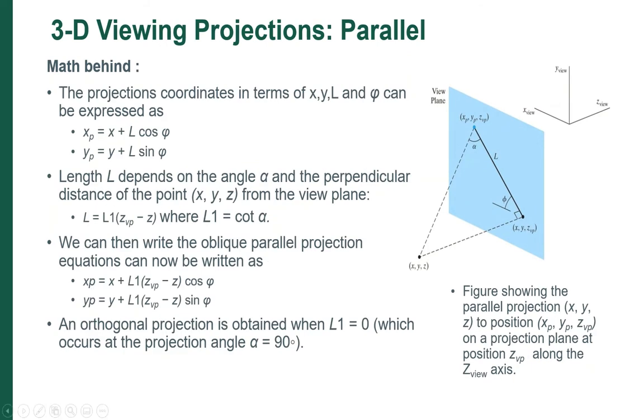Using basic trigonometry, we can easily find the xp and yp values, where L is L1, ZVP minus z. Here we can see L1 is cot alpha. We can write the oblique parallel projection equations like this: xp is equal to x plus L1 cos phi, where L1 is cot alpha times (zvp minus z), and so on. These are obtained just by substituting the L values in this equation. An orthogonal projection is obtained when L1 is equal to 0, which occurs at the projection angle alpha equal to 90.